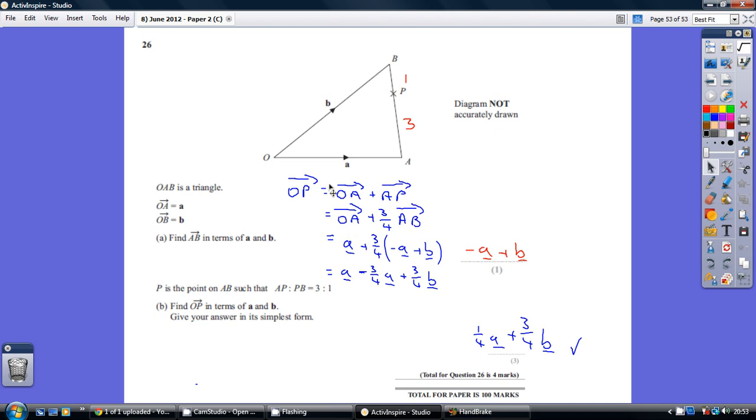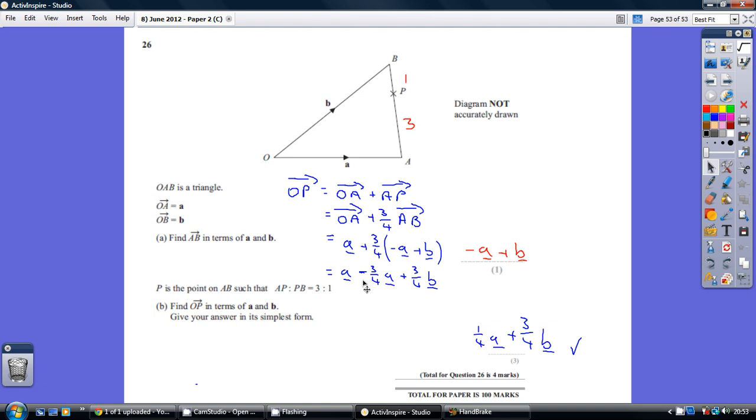Now OA is obviously just a simple a, but AB is what we've worked out in part a. That's minus a plus b. So I'm simply substituting in here, instead of AB, minus a plus b. Now from now onwards this is just normal algebra. We do the claw. So 3/4 times minus a, which is minus 3/4 a. 3/4 times b is 3/4 b.